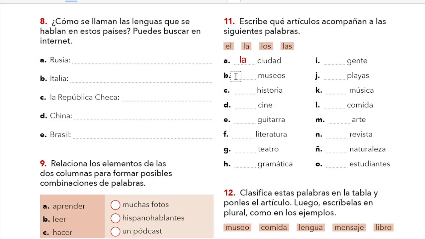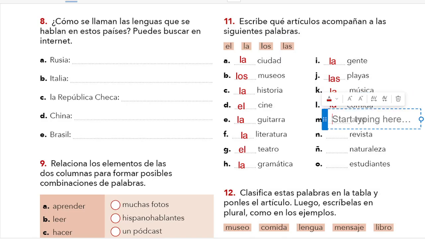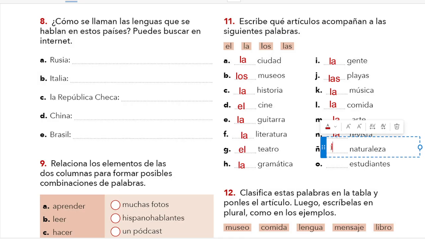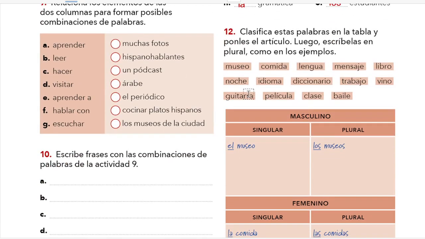So now museos is los museos because it is plural. La historia, el cine, la guitarra, la literatura, el teatro, la gramática, la gente, las playas, la música, la comida, el arte, la revista, la naturaleza, los estudiantes. Yes? Now we have to classify them.